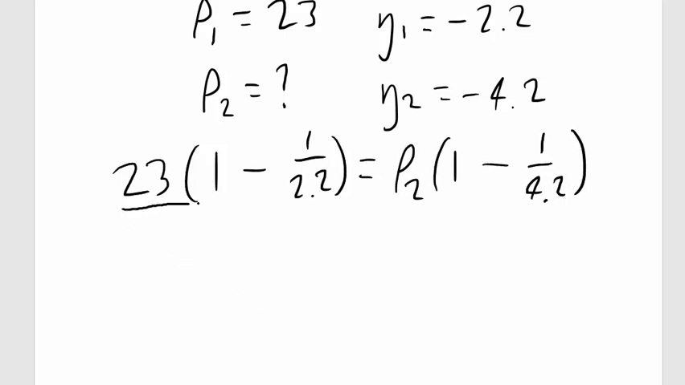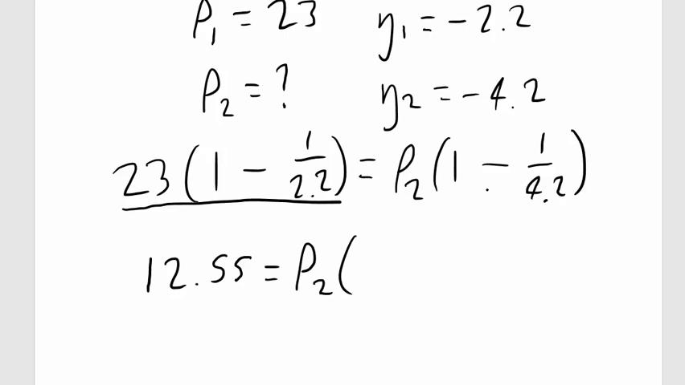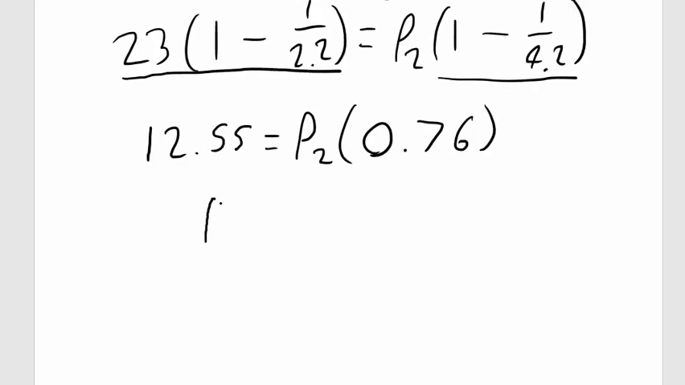And if we plug this entire thing, the 23 times the quantity of 1 minus 1 over 2.2, into a calculator, we would get 12.55. And then on the other side, we would have P2 times the quantity of 1 minus 1 over 4.2. And if we were to plug that into a calculator, we would get 0.76. So our final price ends up being $16.51.